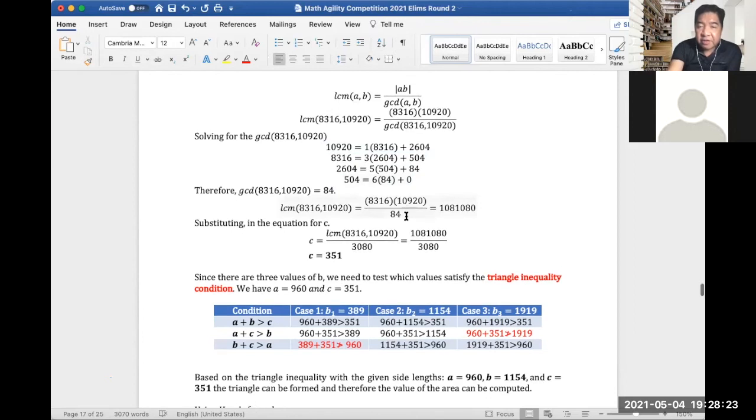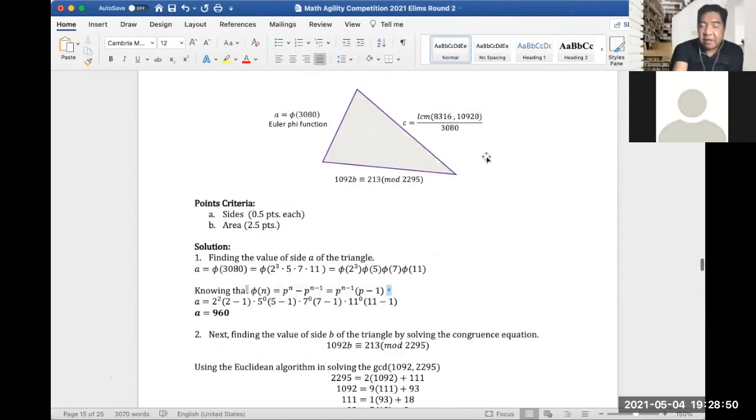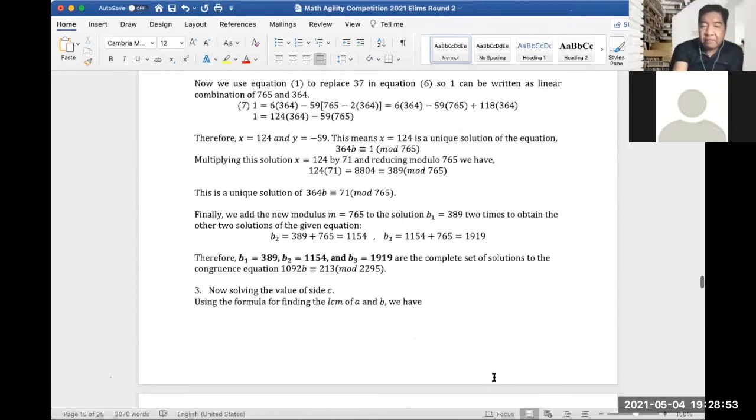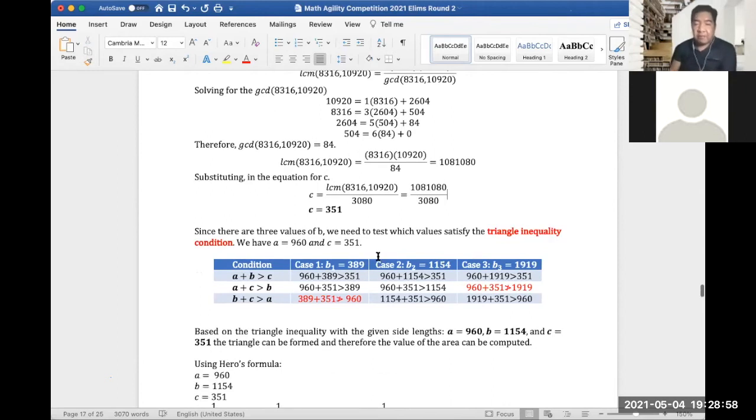Substituting in our equation, so that's our denominator here, we will have 1,081,080, that's our LCM, divided by 3080. If you look at the original triangle, those are our values there. And we have C equal to 351. So now we have the values of A, B, and C.